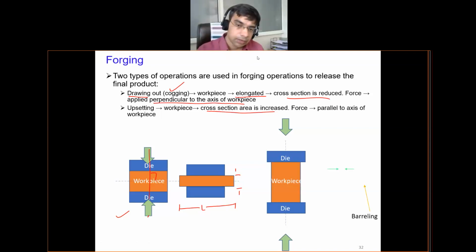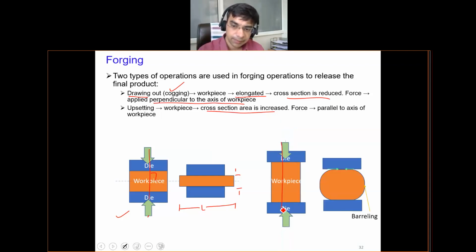In this case, the force is applied parallel to the axis of the workpiece. The cross-section area of the workpiece increases, thereby increasing the diameter. And on the edges, we observe barreling, where the curving of the edges takes place. This phenomenon is known as barreling.